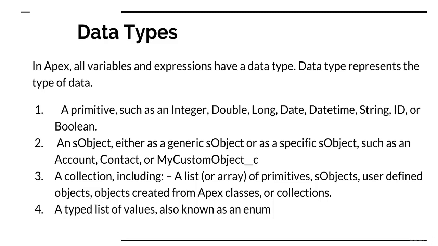A data type can be an object, like a Salesforce standard object such as Account or Contact, or it can be a custom object, let's say Positions__c. It can be a collection. If you want to store a list of student names, or how many marks a particular student got in different subjects, so you want to store a list of values, then you will use something called an enum. So these are the different data types that are available in Apex.